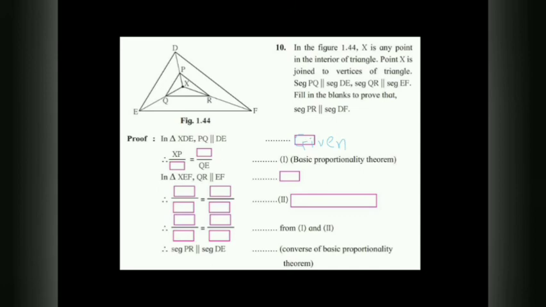Afterwards, here XP upon PD, we have to use BPT. So XP upon PD, and that side XQ upon QE. Here we have to write XQ. Now afterwards in triangle XEF, see here this one, XEF, in which QR is parallel to EF. Again it is also given part. Again here also given.